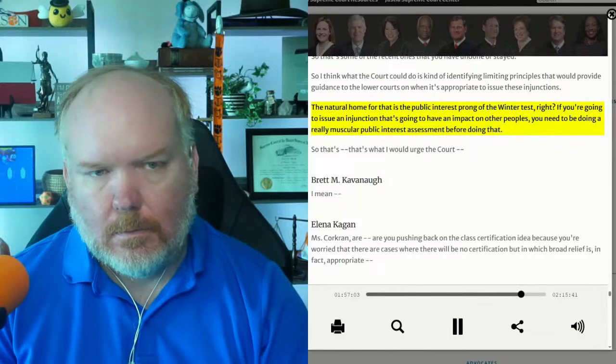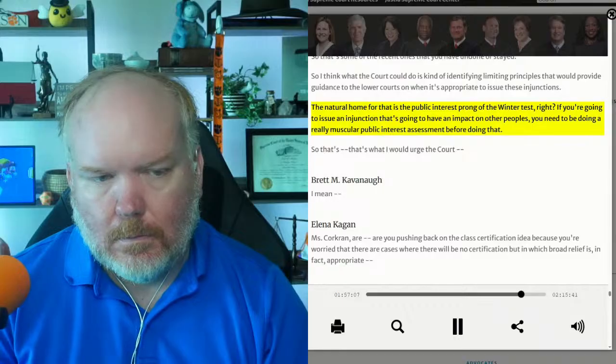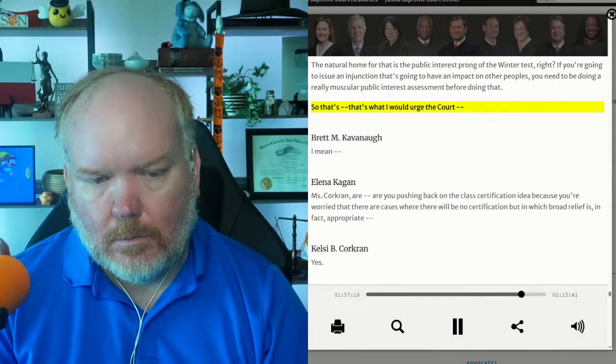The natural home for that is the public interest prong of the Winter test, right? If you're going to issue an injunction that's going to have an impact on other people, you need to be doing a really muscular public interest assessment before doing that. So that's what I would urge the court.